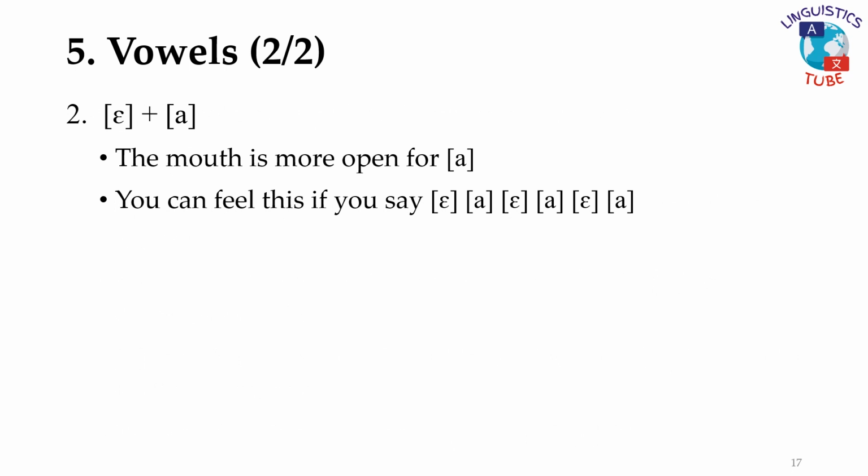The second pair of vowels that can cause difficulties for learners is E and a. The difference between these two vowels is that the mouth is more open for a. You can feel this if you repeat a, a, a, a, a, a.